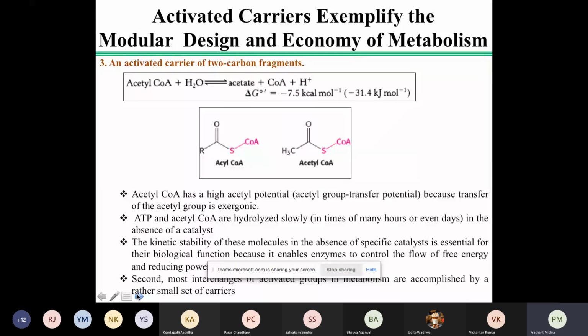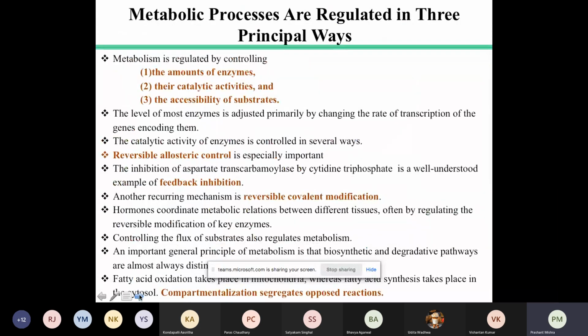And this is essential. Why? Because there may be some spontaneous hydrolysis which can take even days in the absence of a catalyst. So that means it is a kinetically controlled process. The kinetic stability of these molecules in the absence of a specific catalyst is essential for their biological functioning, because it enables enzymes to control the flow of energy. Now this flow of energy is again very interesting. So this set of carriers are the ones which are important for metabolic reactions. You will be finding this in many reactions.